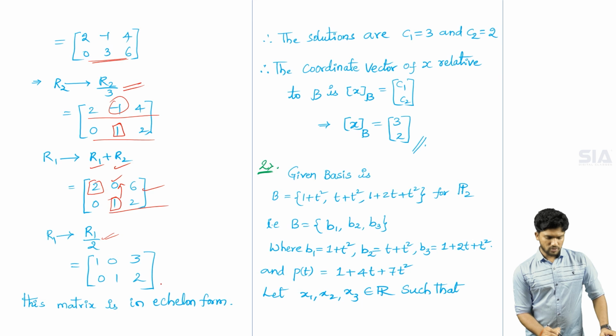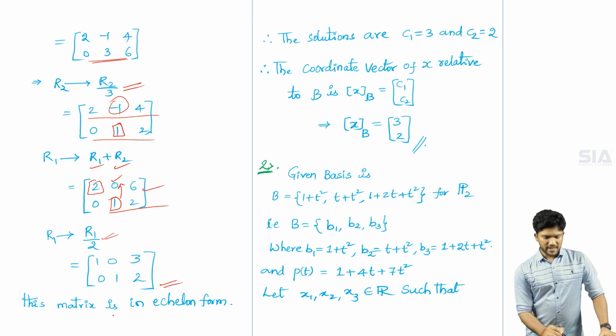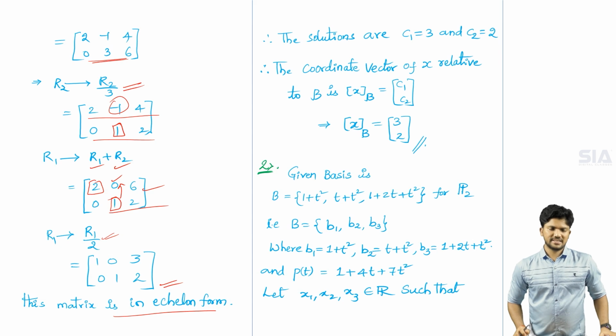Okay, so therefore row 1 divided by 2 gives 1, 0, 3, 0, 1, 2. So therefore the matrix is in echelon form. The matrix is in row reduced echelon form, not in echelon form, row reduced echelon form.